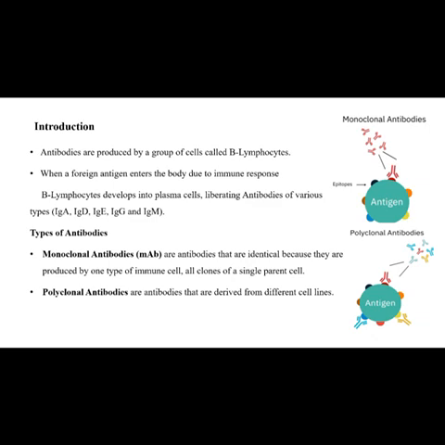Monoclonal antibodies are identical because they are produced by one type of immune cell, all clones of a single parent cell, whereas polyclonal antibodies are antibodies that are derived from different cell lines.